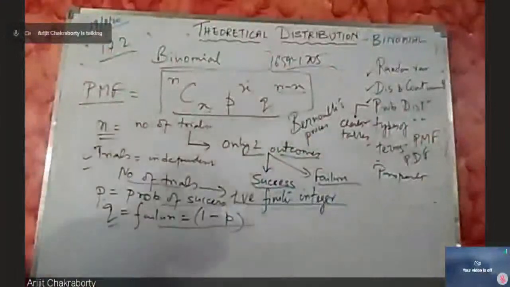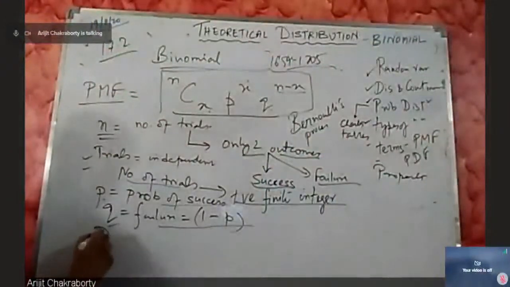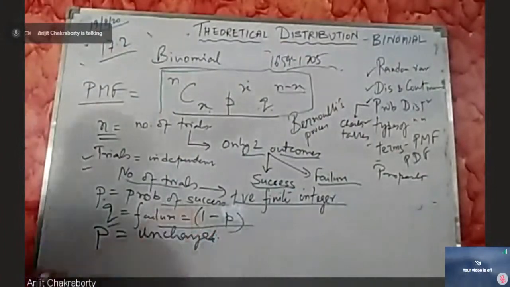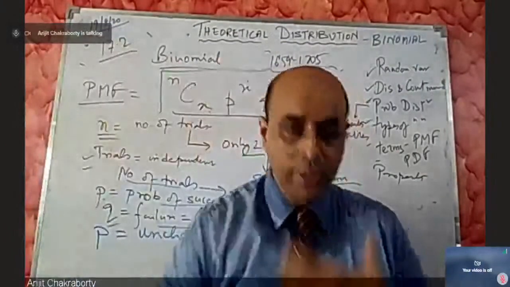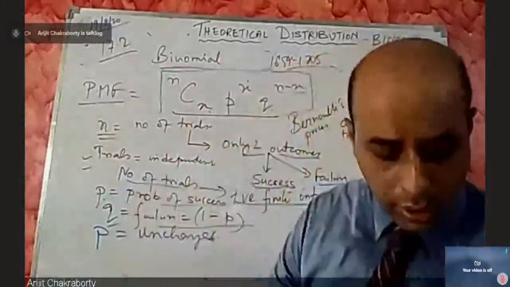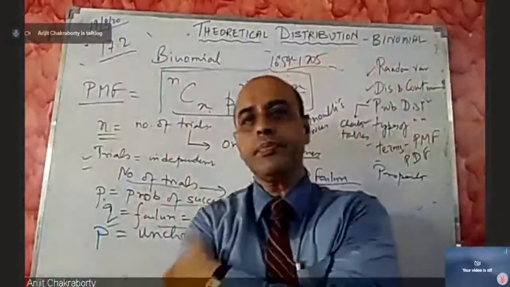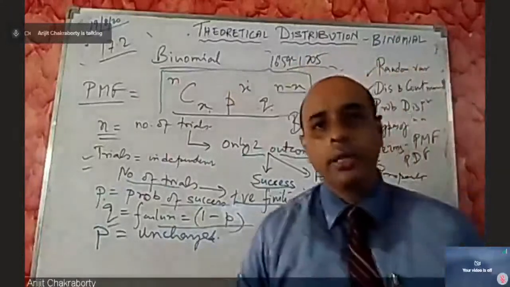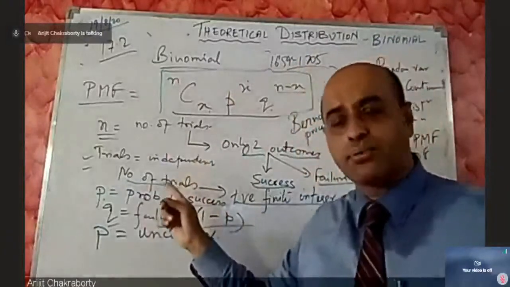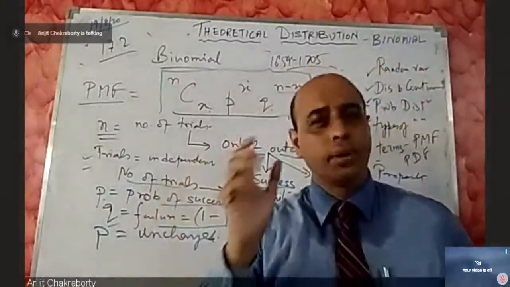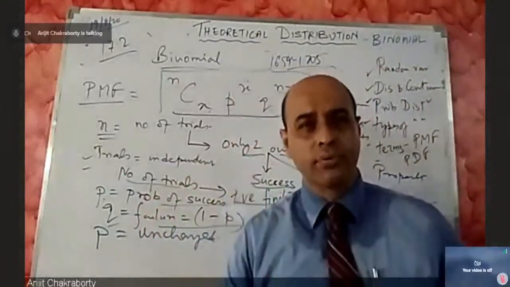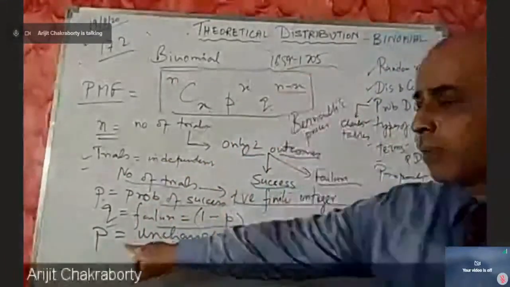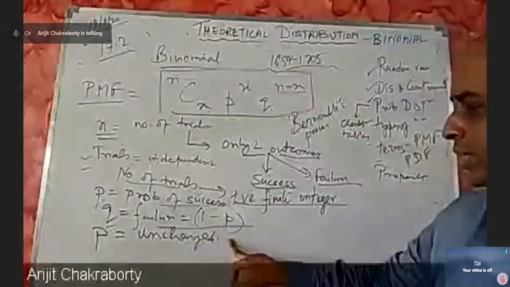So p will remain unchanged. That means as you go on throwing the dice, or you toss the coin, as you go on tossing the coin, the probability of a head is half. The probability will not change. It will remain the same. It will remain constant.